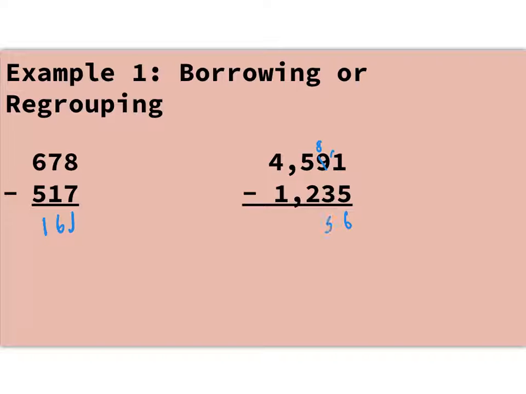8 minus 3 is 5. 5 minus 2 is 3. Bring down your comma, and then 4 minus 1 is 3. And the difference of these two numbers is 3,356.